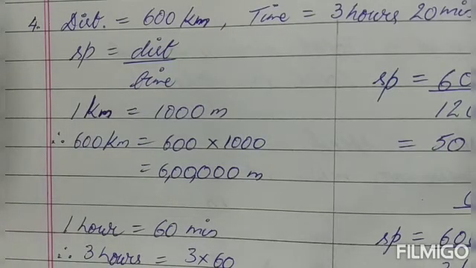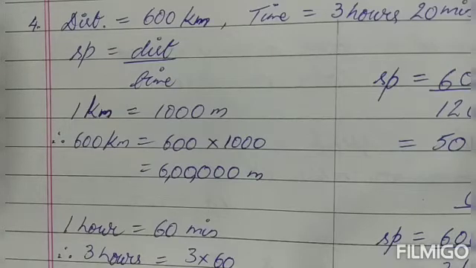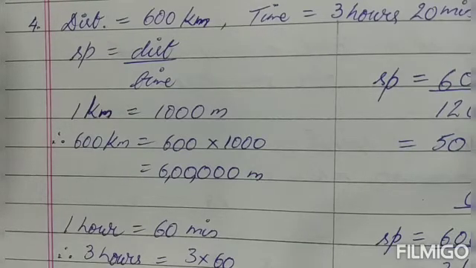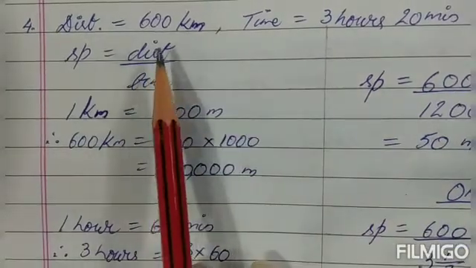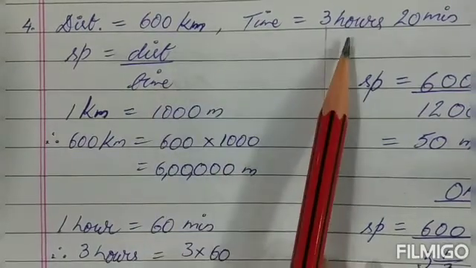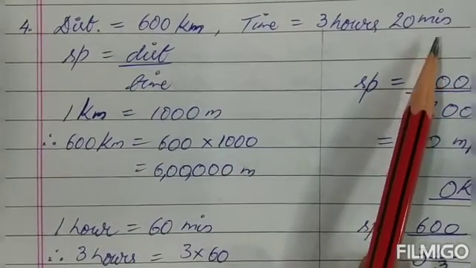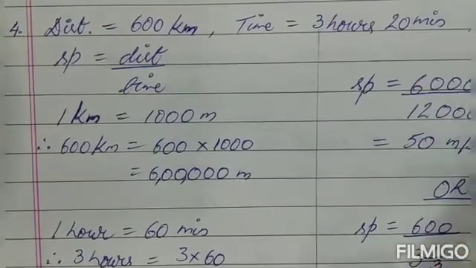Let's see question number 4. A racing car covered 600 kilometers in 3 hours 20 minutes. Find its speed in meters per second. How much distance will the car travel or cover in 50 such seconds? So what are we going to do, children? We have seen that distance is 600 kilometers and the time is 3 hours 20 minutes. And we have to calculate the speed in meters per second.